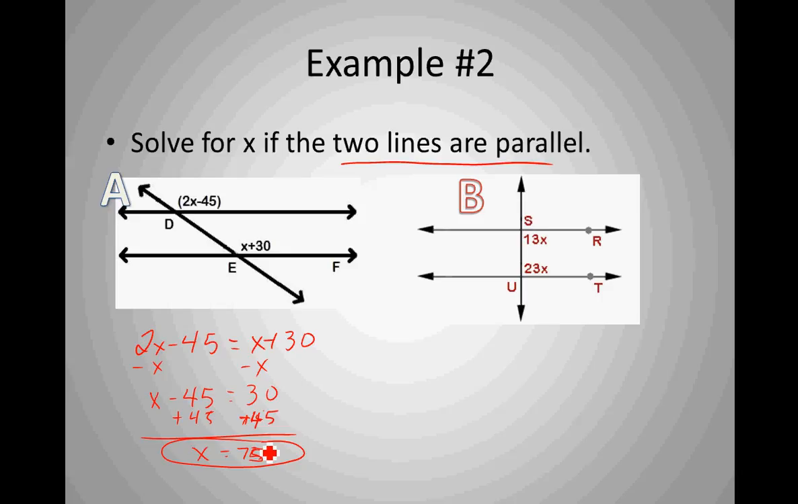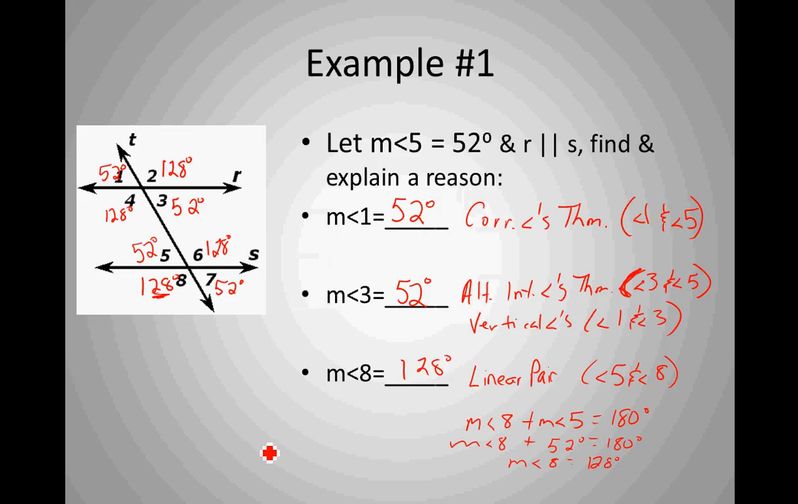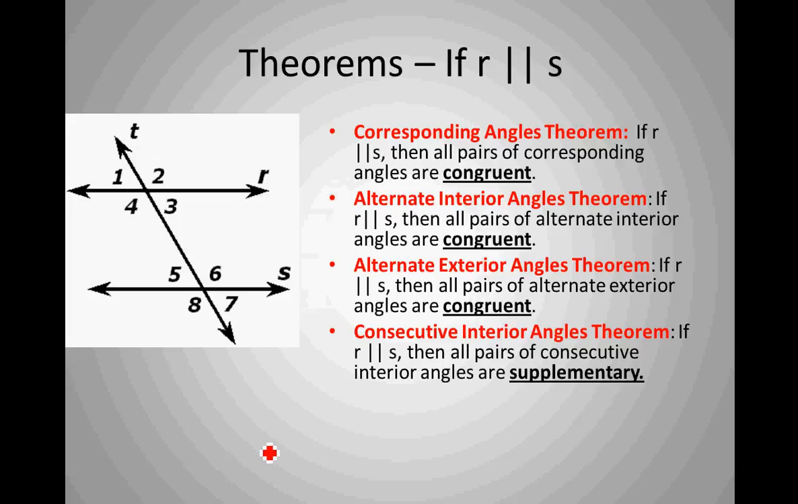Once again, the lines are parallel like we said before. In this case right here, we have a pair of consecutive interior angles. They're inside the two lines on the same side of the transversal. The rule with that is that they must be supplementary, which means they add up to 180 degrees.